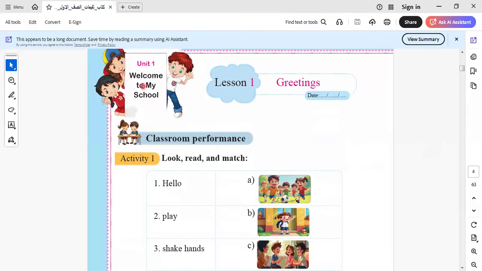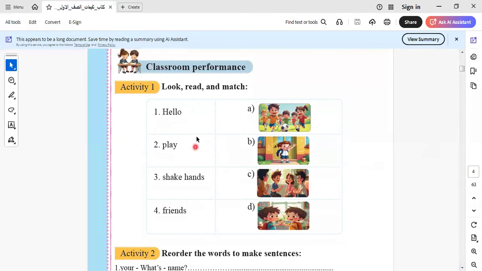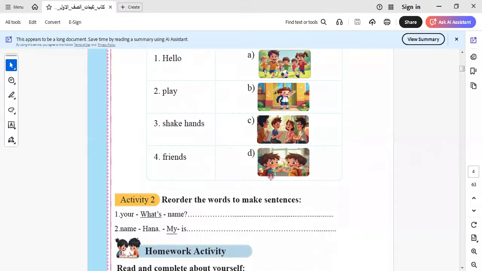Unit 1 is Welcome to my school. Let's do the first exercise together. Here we say hello. Which one is saying hello? This boy. So I select this one by this one. Play. This one by this word by this picture. Shake hands. This one by this one. Friends. This one by this one.